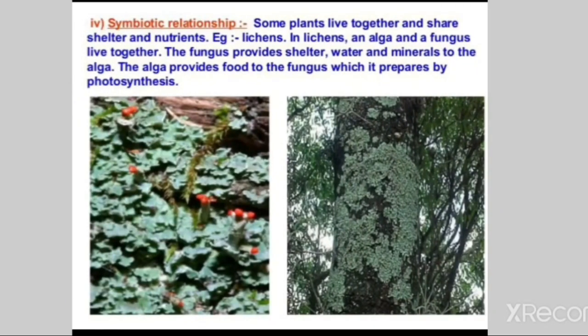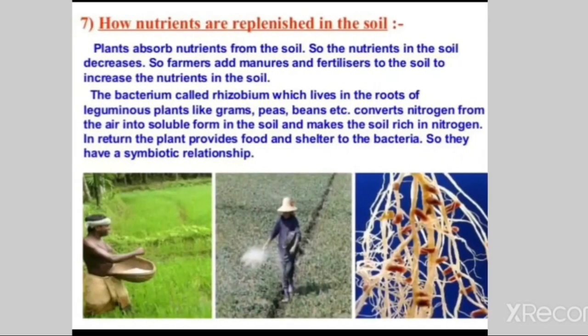Now we will read about the symbiotic relationship. Students, some plants live together and share shelter and nutrients. For example, lichens. In lichens, an alga and a fungus live together. The fungus provides shelter, water, and minerals to the alga. The alga provides food to the fungus, which it prepares by photosynthesis.